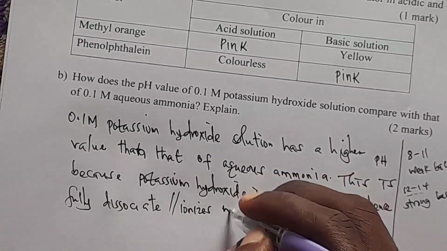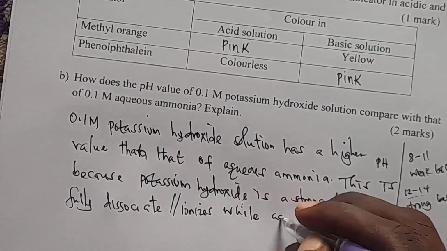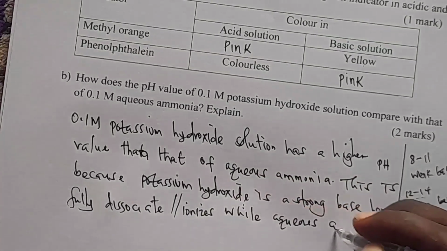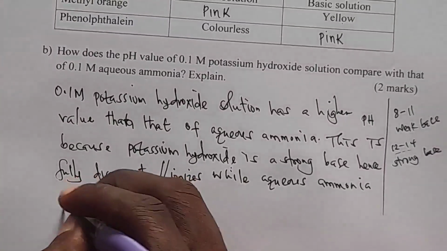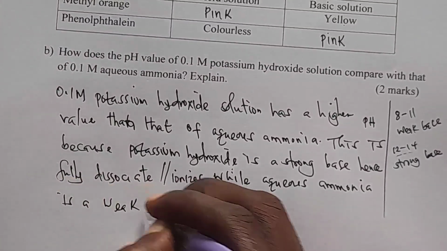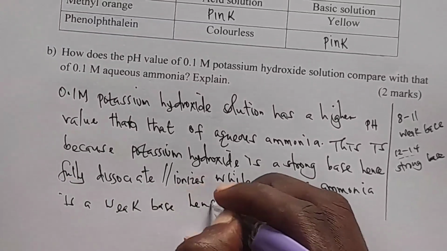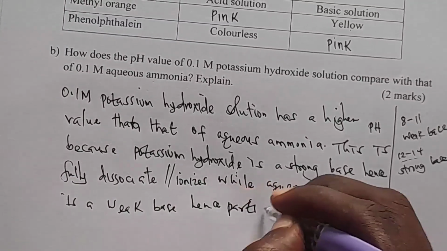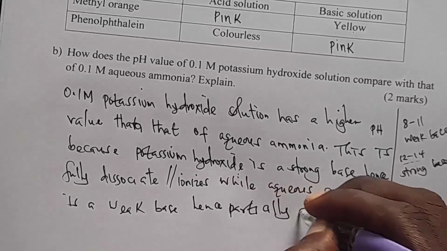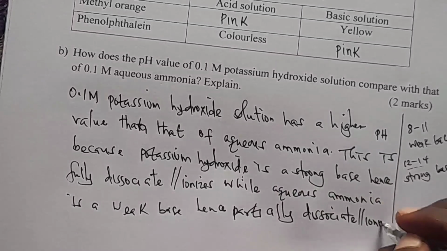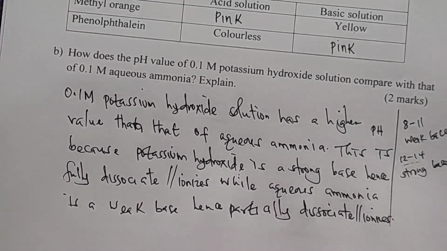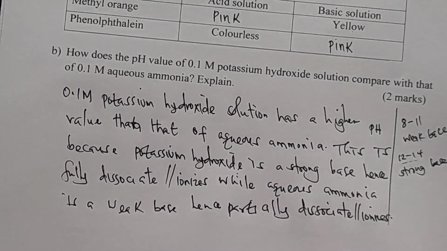okay, while aqueous ammonia is a weak base, hence partially dissociates or partially ionizes, releasing few number of hydroxide ions, hence has a lower pH value. That's the end of our lesson.